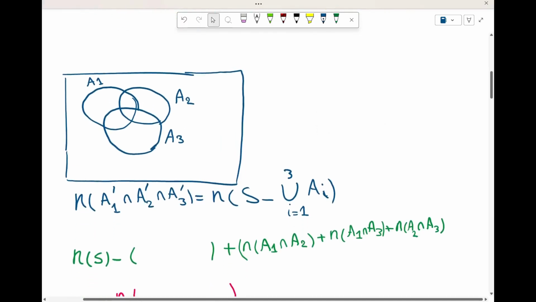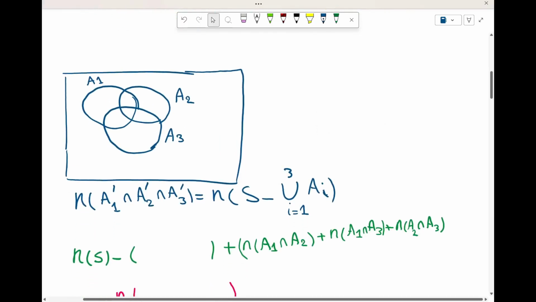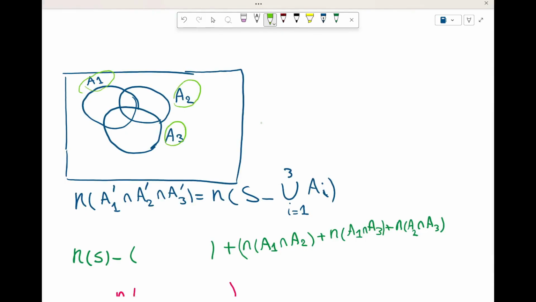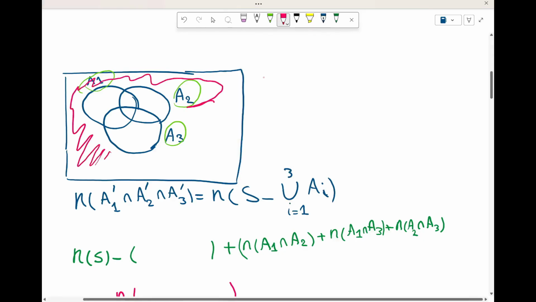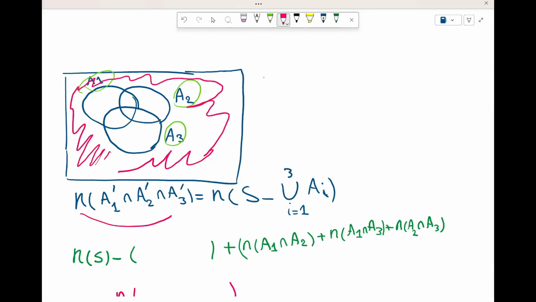But can you tell me what happens when we have three sets? For example, A1, A2, and A3. And exactly we're going to calculate this area outside of these three sets. The formula is n of the total set minus the union of these three sets.